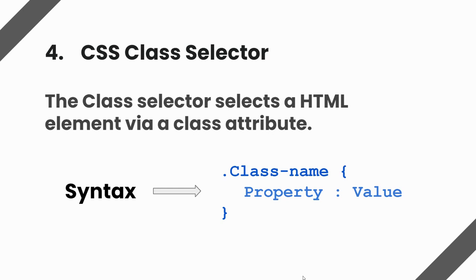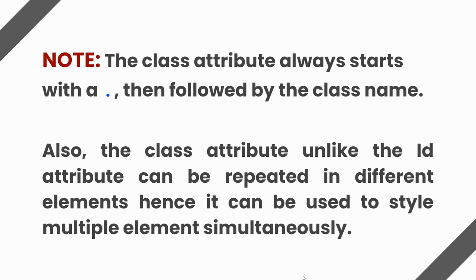So that's basically how the class selector works. A quick note: the class attribute always starts with a full stop, so it starts with a dot. The dot depicts that it's a class name, and the hashtag, as we learned from the previous slide, depicts that it is an ID name. So using the full stop with an ID name is not going to work. It has to be a class name. And using the hashtag with a class name will also not work.